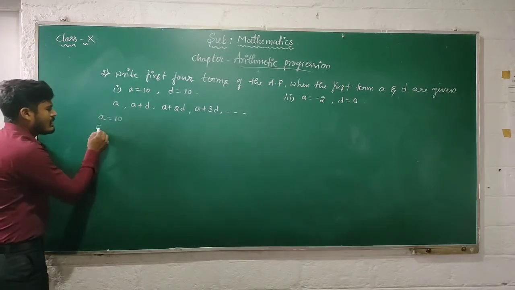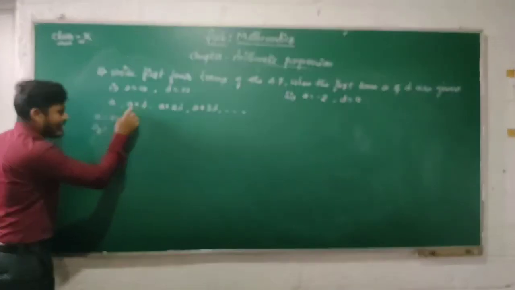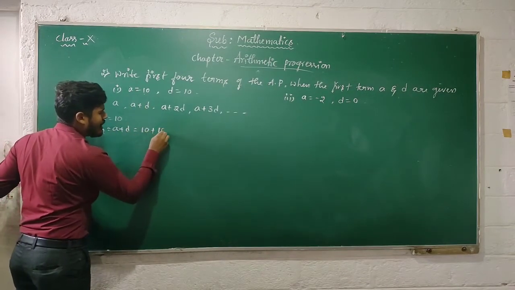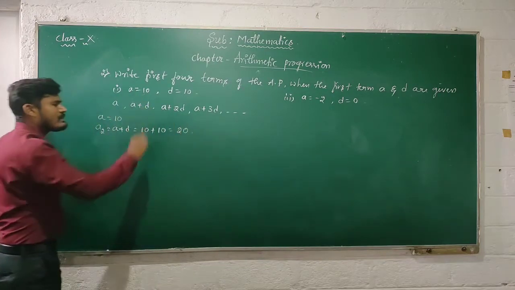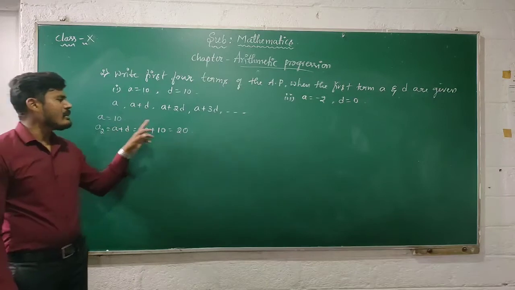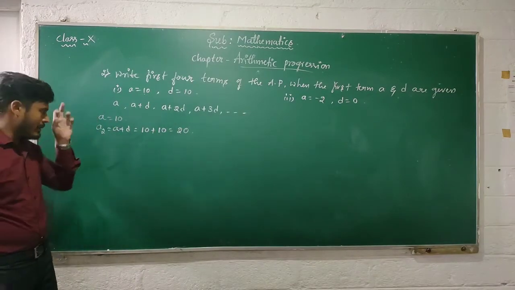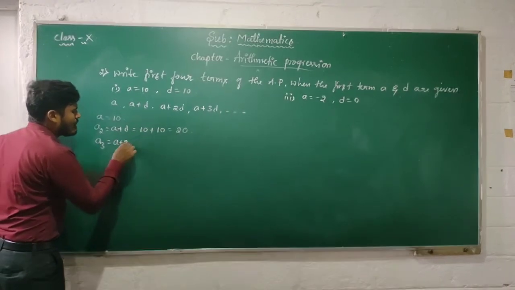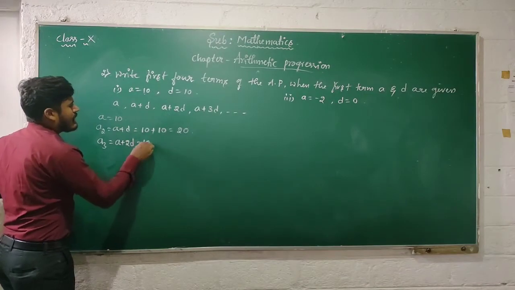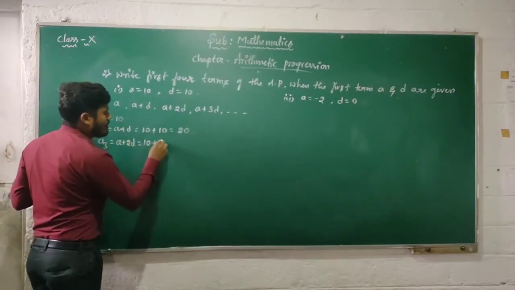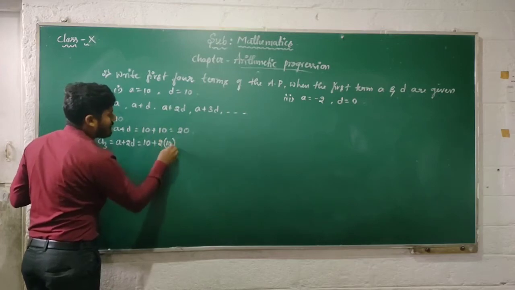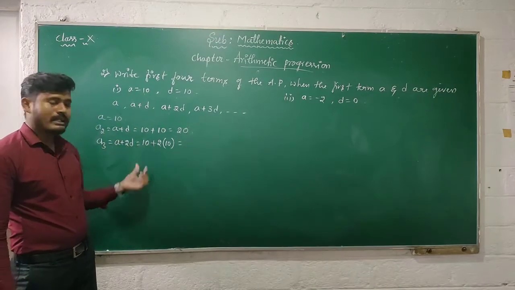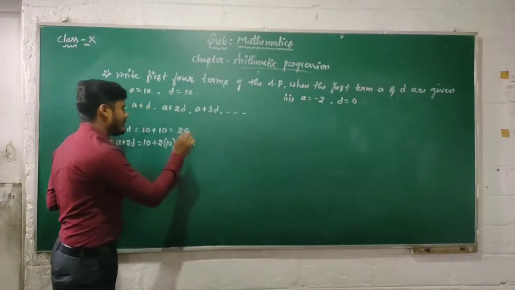Then what is the second term? The second term is A plus D. A plus D is equal to, A is 10 and D is also equal to 10. That means 10 plus 10 is equal to 20. So the second term of the AP is 20. Then what about the third term? A3, the general form is A plus 2D. That means A is equal to 10 and D is equal to 10. So 10 plus 2 tens are 20, 10 plus 20 is equal to 30.